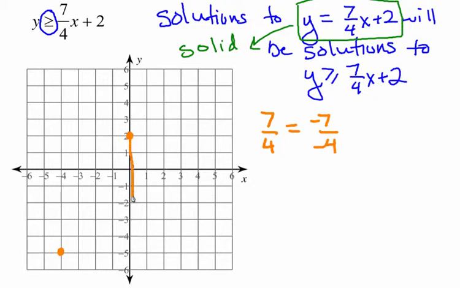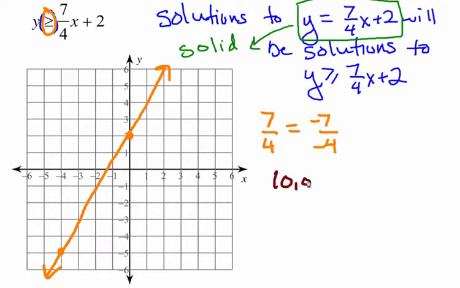Notice that going down 7 and back 4 gets me the same slope as if I went up 7 and over 4, okay? The slope between those is the same. And I can draw a solid line here because our original inequality said greater than or equal to, which means the solutions along this line are part of the final solution set. Then we need to test a point to see where the shading should go.